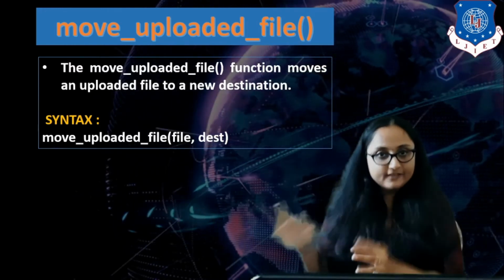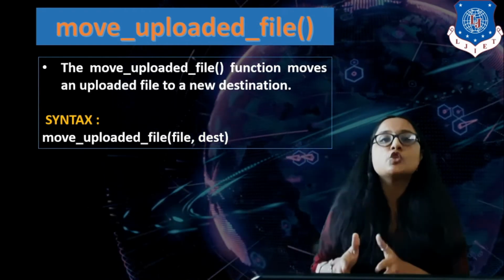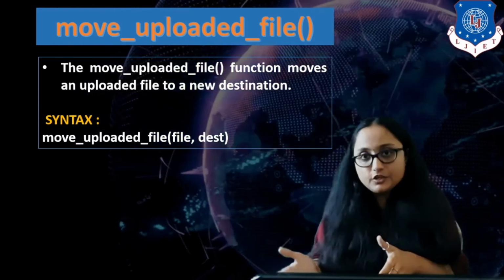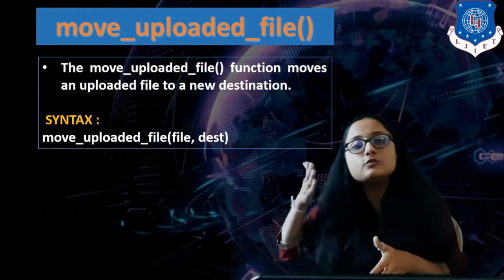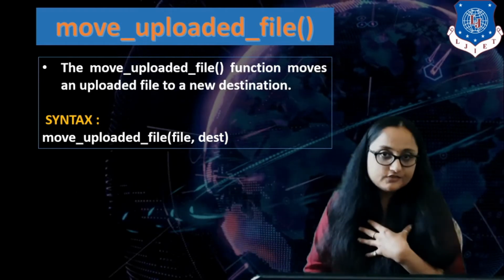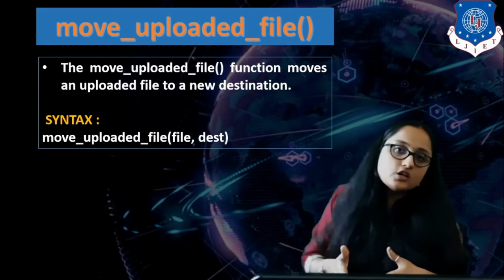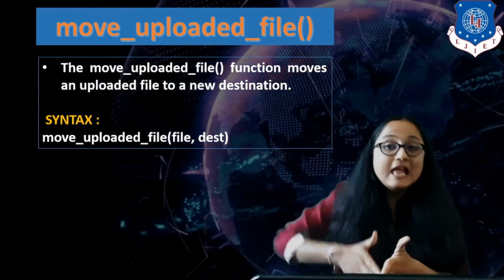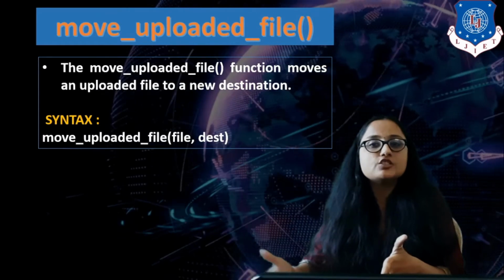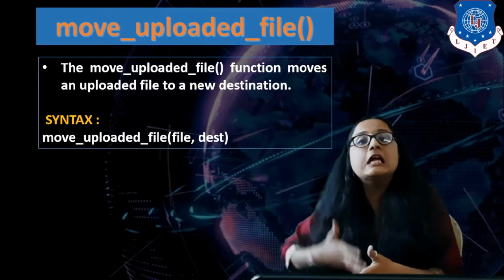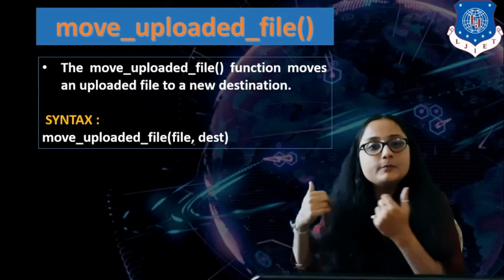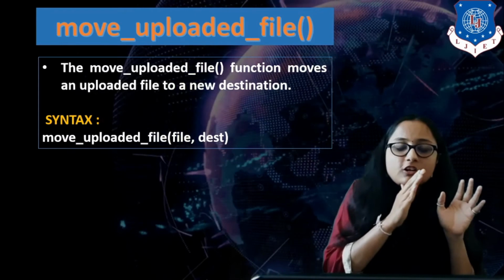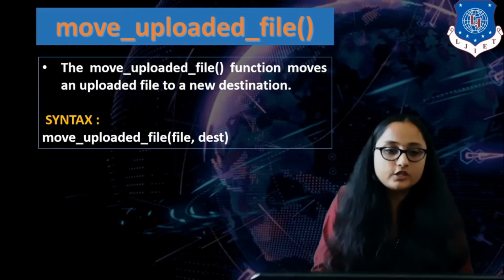It takes two arguments. The first one takes the source, that is, where your file is currently residing. The second argument takes the destination, where you want to move your file. So in our case, when we try to upload the file, the first argument will consist of our temporary directory information, and the second argument will consist of the actual folder where we need to upload our file. So we'll be using this function to move our file from the temporary directory into the destination folder, right?